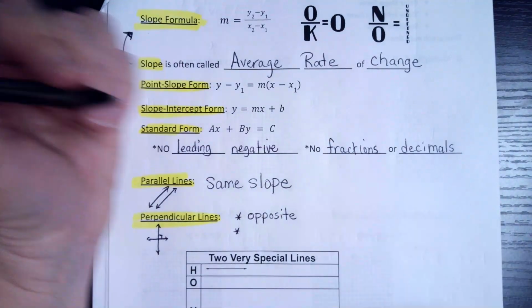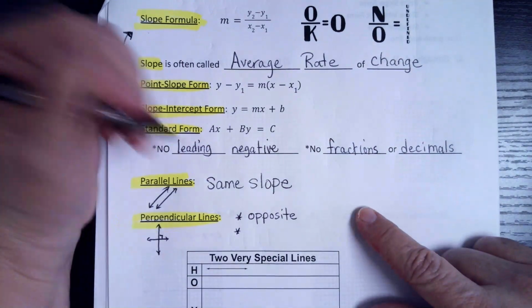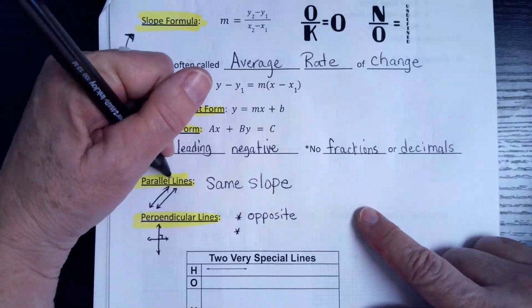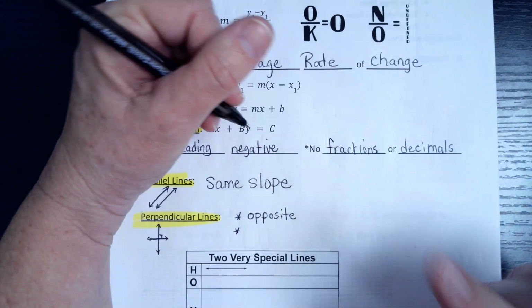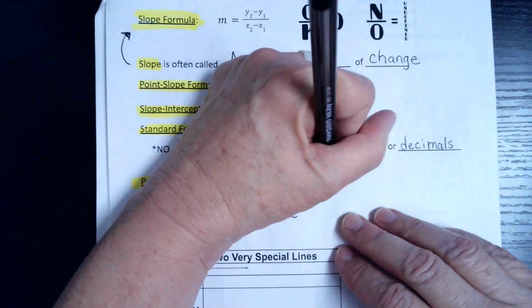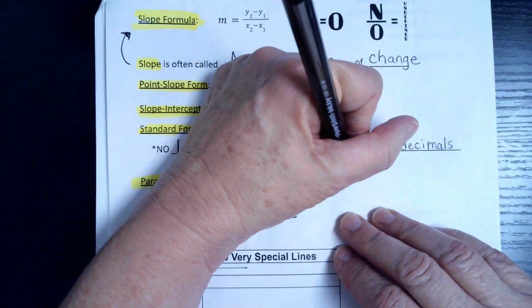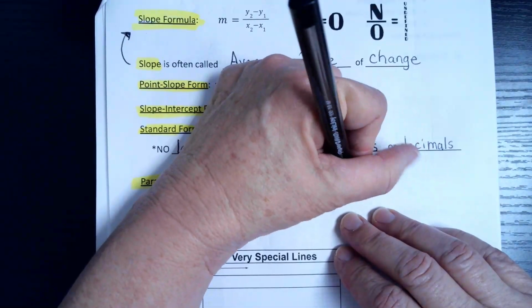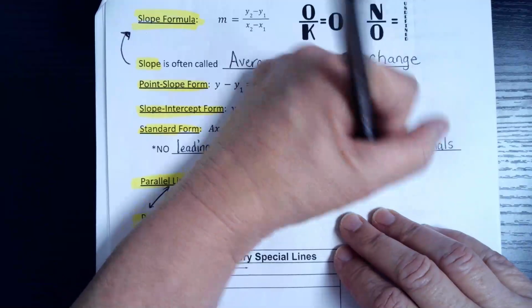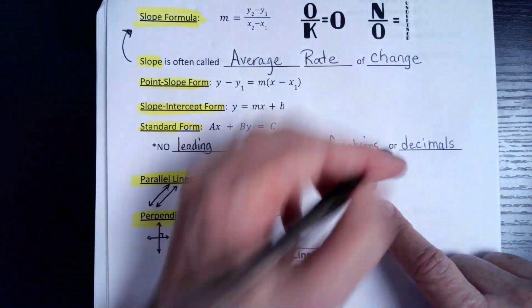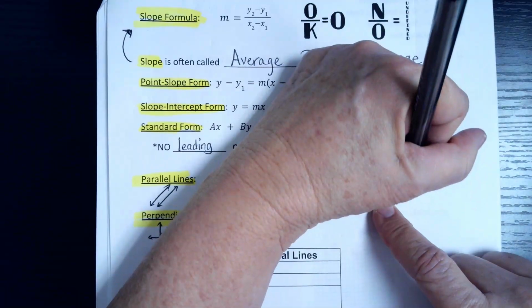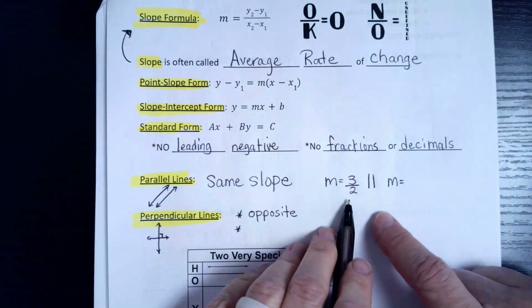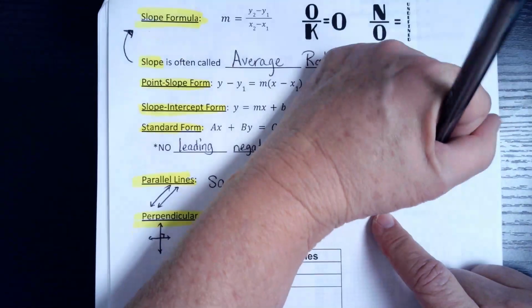Let me go up and put a little bit more with same slope, up here by parallel. Let's say that I tell you to make a line that's parallel to a line that has a slope of 3/2. This is the symbol for parallel. So what would the slope be in a line that is parallel to that one? 3/2. Good.